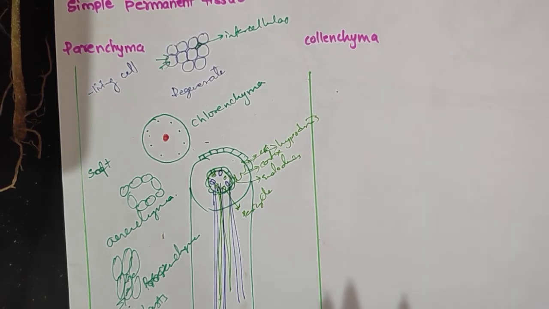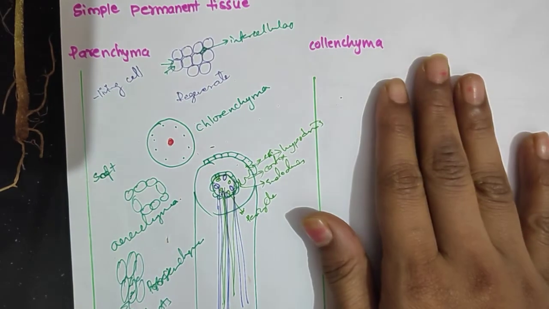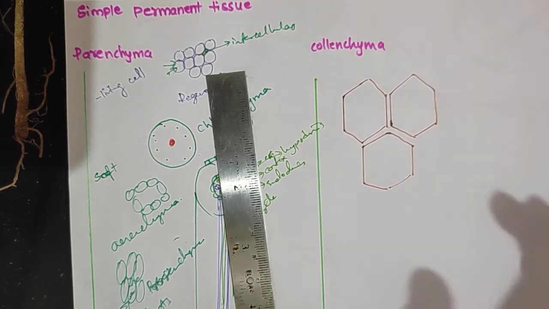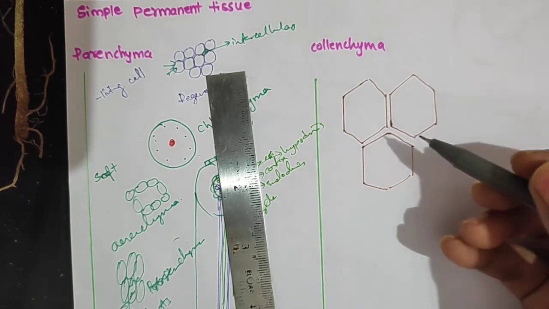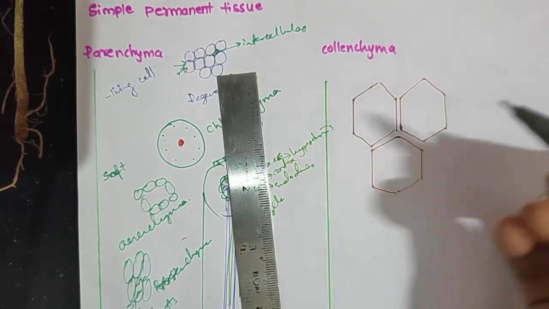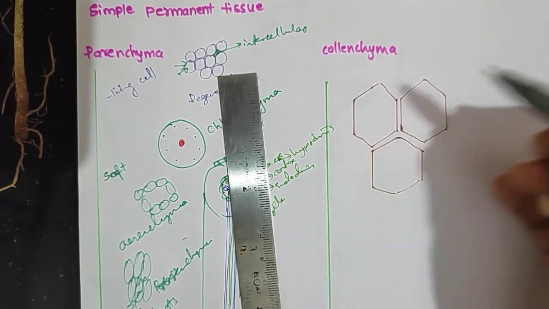Friends, now we'll be studying collenchyma. We have finished with parenchyma. Just let us know how the cell is going to appear. Now I have drawn the cell wall, how the cell wall actually is in parenchyma. In parenchymatous tissue, the cell wall was very thin.